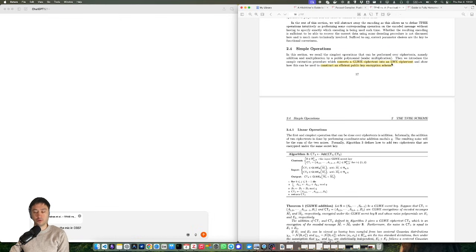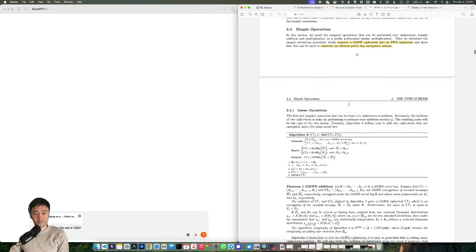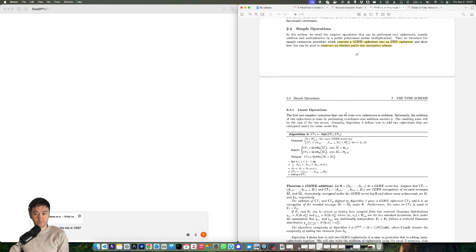To remember, RLWE is just an inner product between a mask and a secret plus a message plus an error, and everything is just in a ring. And GLWE is where every element is a vector of polynomial quotient ring elements. I don't know why we were reducing to an RLWE ciphertext, but I guess this is how we can do a public key encryption scheme. Cool.